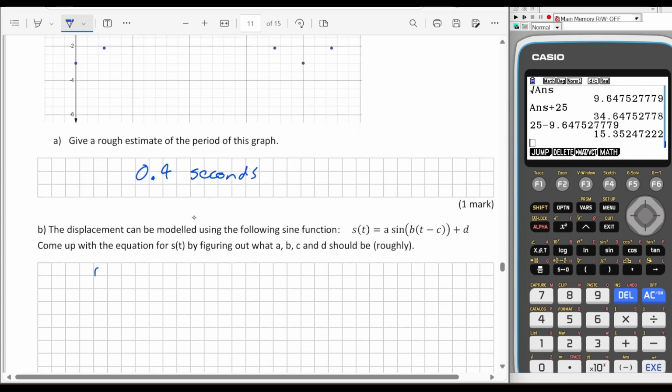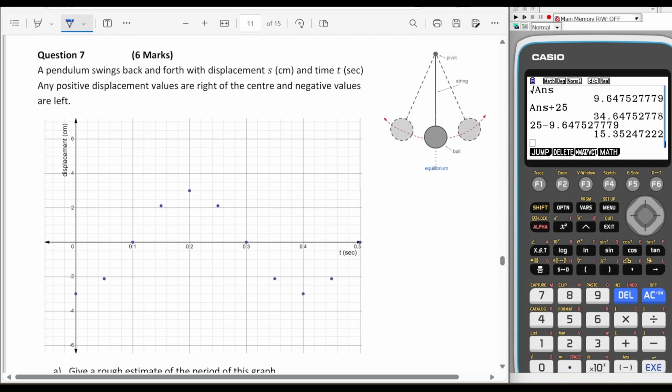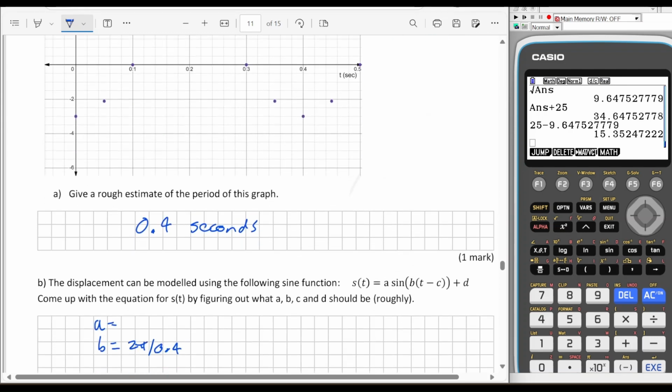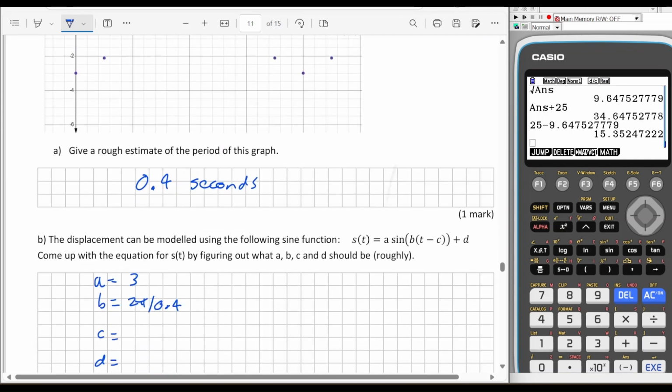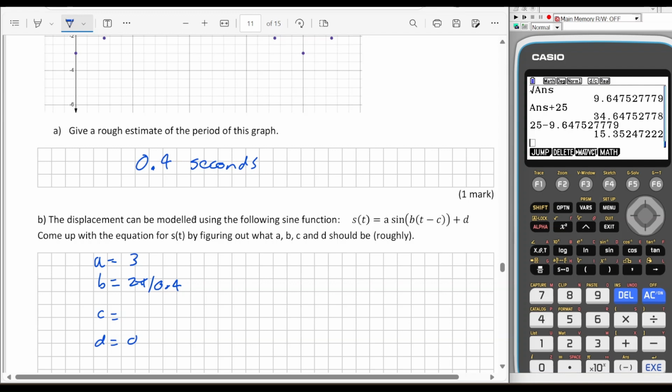Now we need to find A, B, C, and D. Well, B is 2 pi over the period, so that's good. We got that. A is the total height from the center up to the top. So the graph isn't shifted up or down at all. It's just from the center up to the top. So that's going to be 3 for the A value. And D is actually going to be 0. It hasn't moved up or down at all. If you do want formulas for A and D, like formal formulas, A is max take min over 2. And D is max plus min over 2, if you want.